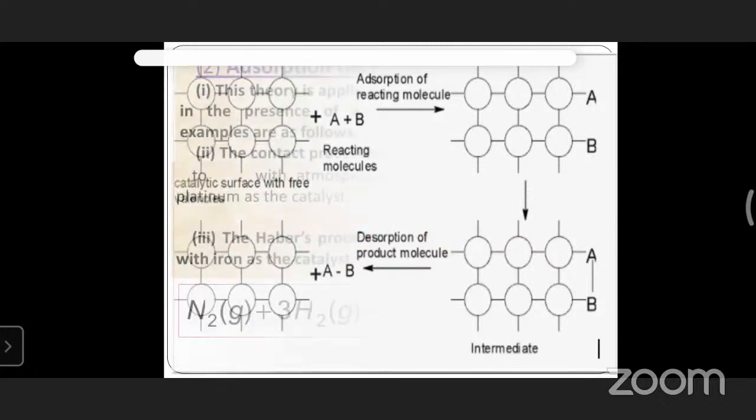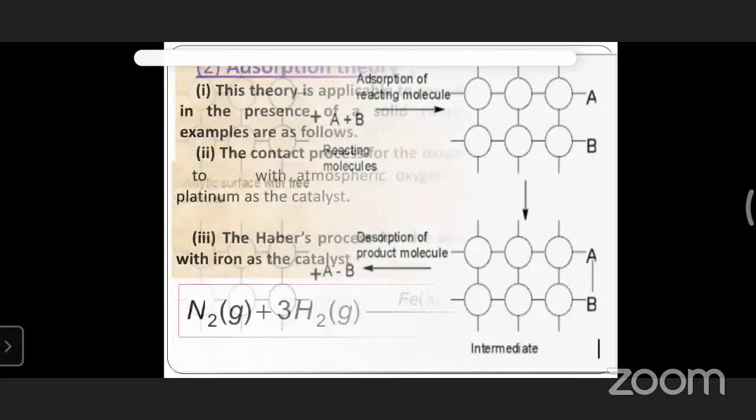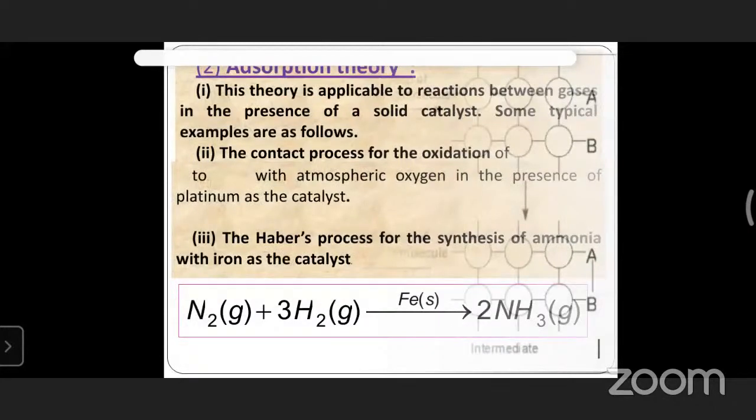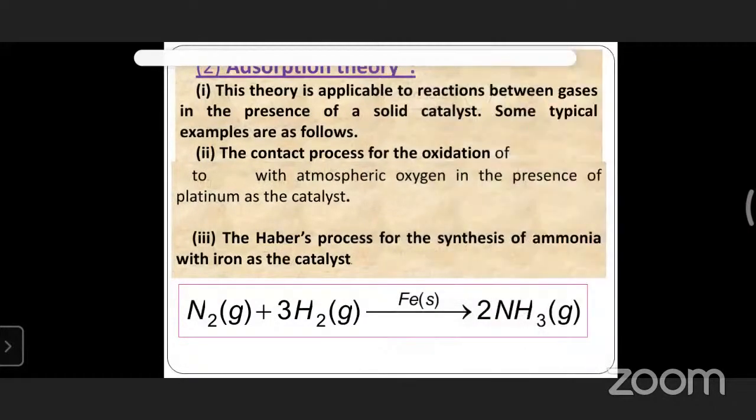Then the second theory is the adsorption theory. This theory is applicable to reactions between gases in the presence of a solid catalyst. So these are gases in the presence of a solid catalyst forming new gases, that is, 2 moles of ammonia. Nitrogen is a gas and hydrogen is a gas, forming ammonia gas in the presence of a solid catalyst.